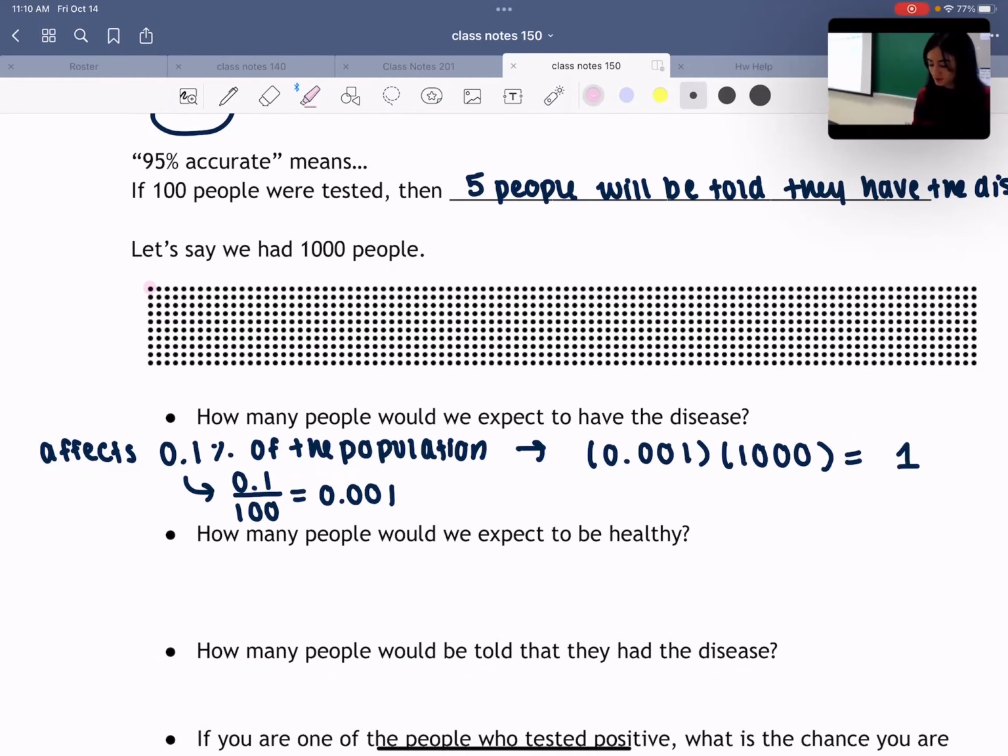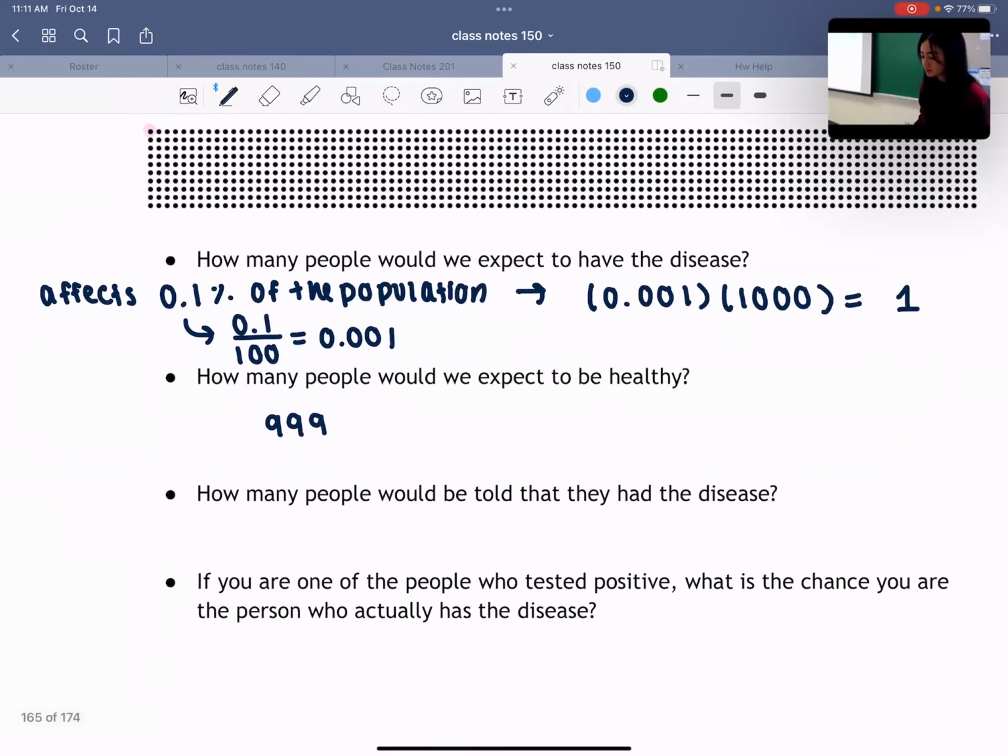Okay. So if we expect one person to have the disease, how many of the 1,000 people are going to be healthy? Yep, 999, right? Everyone else is healthy. Only one person has the disease. Now we have a 95% accuracy, which means out of 100 people, 5 people will be told that they have the disease. How would we find how many people out of the 1,000 people would have the disease? Or would be told they have the disease, sorry.